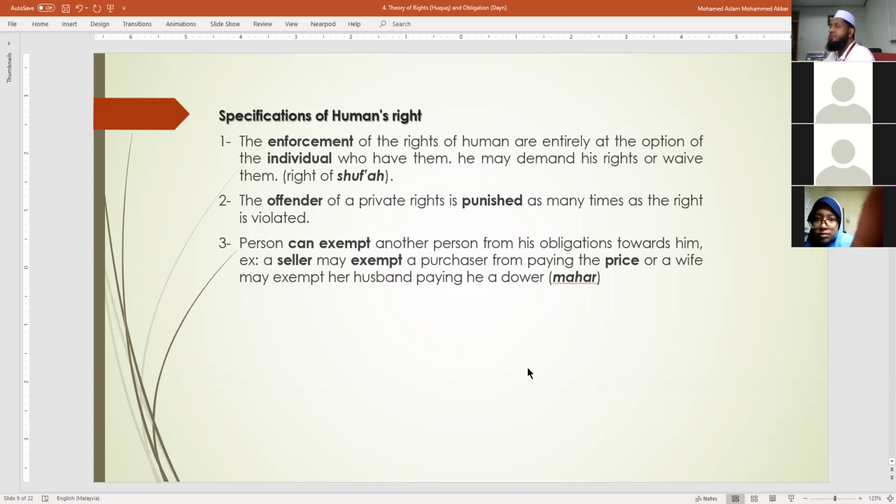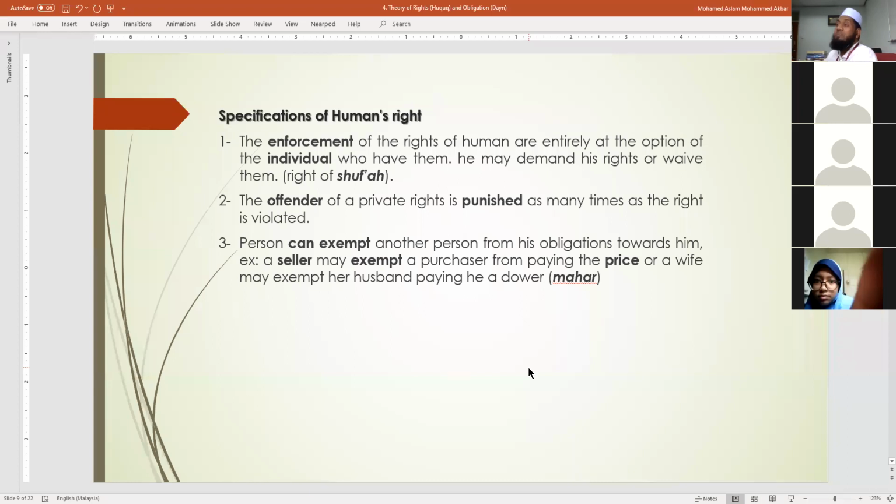A person can exempt another person from his obligation towards him. For example, a seller may exempt a purchaser from paying the price, or a wife may exempt her husband from paying her a dower, which means mahar. Mahar is something a wife is supposed to get from the husband. This is also a human-related financial matter, right? Since this is not hukukullah, this is hukukun nas. Even a wife can waive her mahar. She may say, okay, you don't have to pay me mahar, I accept the marriage without mahar. It is up to the wife, but no one can force it. It is totally up to her. Whatever number she wants, the mahar she can decide. She wants 100, 1,000, 100,000, or a million ringgit. It is up to her.